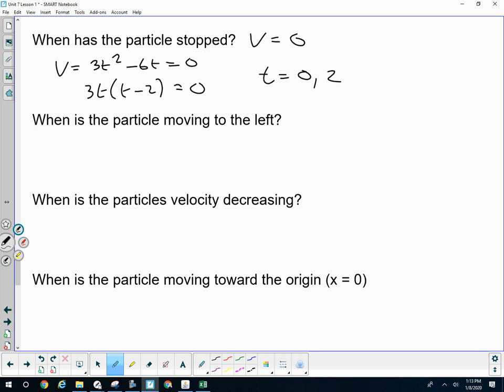All right. When something is moving to the left, what are we looking for? Negative what? Velocities. Okay. Discuss with your neighbors. How can you determine when velocity is negative? What have we done in the past to determine when things are positive or negative? Discuss.